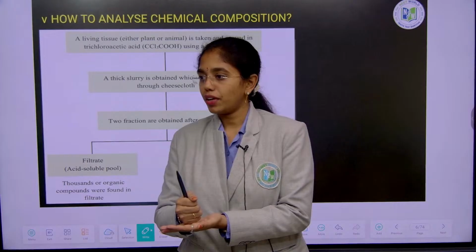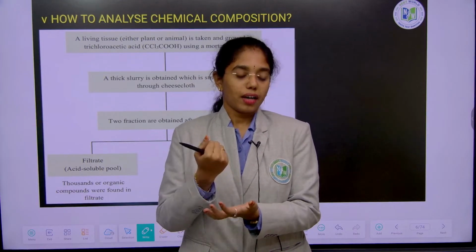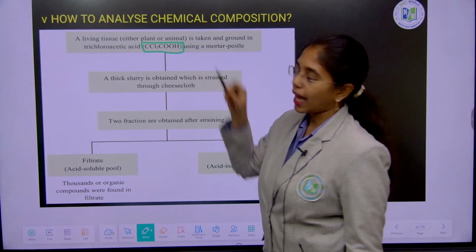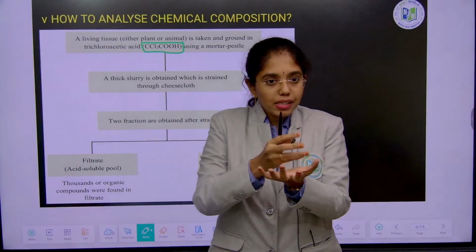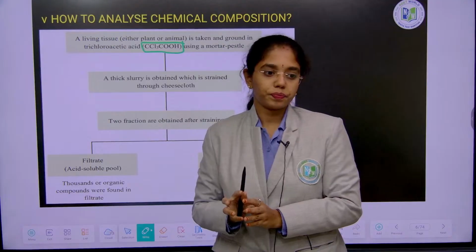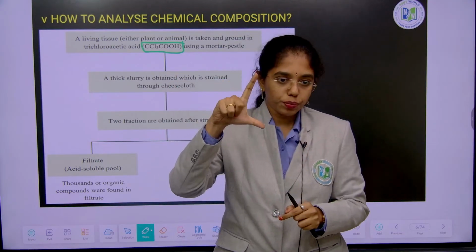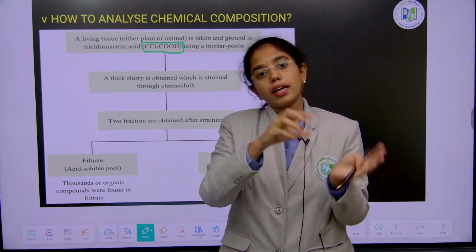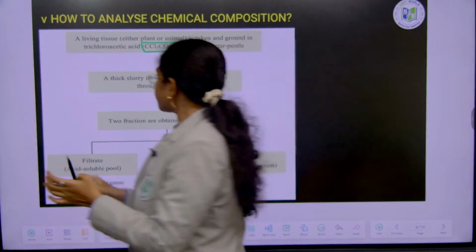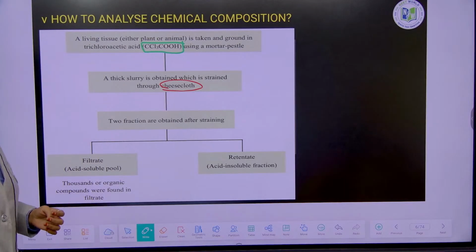Anytime in your kitchen you may have seen a mortar and pestle, but in the lab we use a different kind. In the mortar and pestle, what chemical are we using? Trichloroacetic acid. Then all the components present in the tissue will enter into what? The solvent, that is trichloroacetic acid. Then you will take it into a test tube, right? You will not dump it as it is into the test tube, you will filter it with a cheesecloth. The thick slurry is obtained and you have to strain it with a cheesecloth.